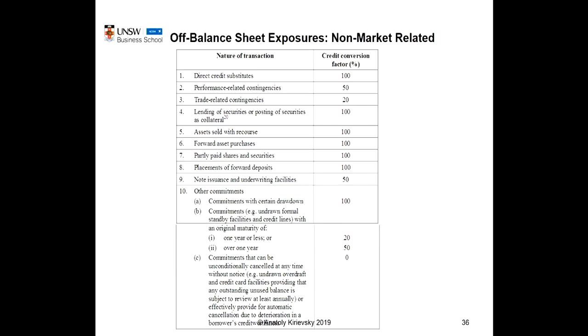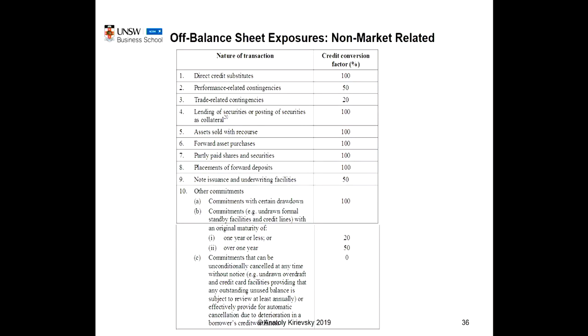Not so much a swap. A swap is where you've got an agreement. Direct credit substitute: in what circumstances will I substitute my credit standing for yours? A guarantee. Imagine you owe $100 and I guarantee that you will pay. It's my credit standing covering your credit standing. So that's a direct credit substitute.